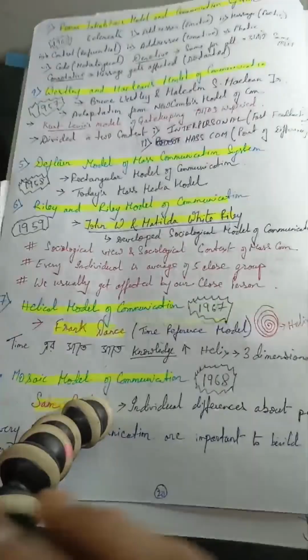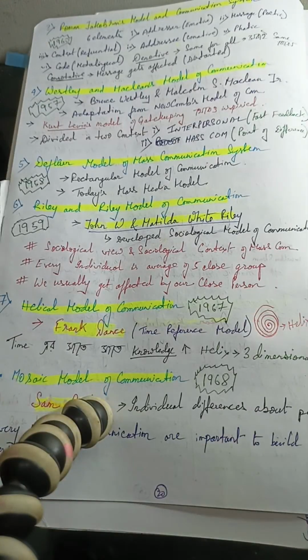All right, now we have the DeFleur model of communication. It is also known as the rectangular model of communication. Today's mass communication model, the Riley model of communication, in the year 1959, which we must understand that John W. and Matilda White Riley developed, a sociological model of communication. Sociological view and sociological context of mass communication.